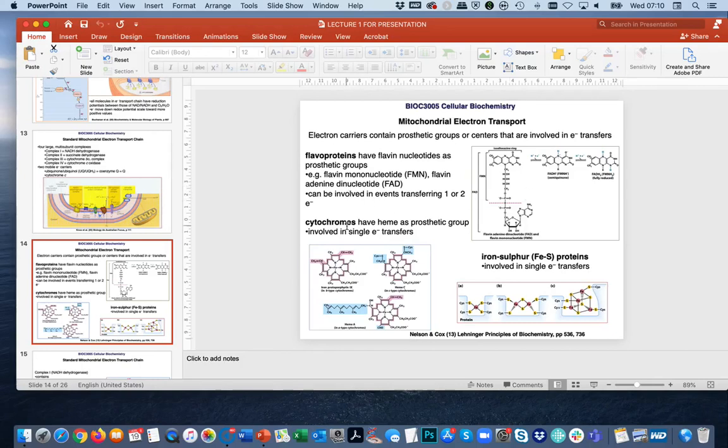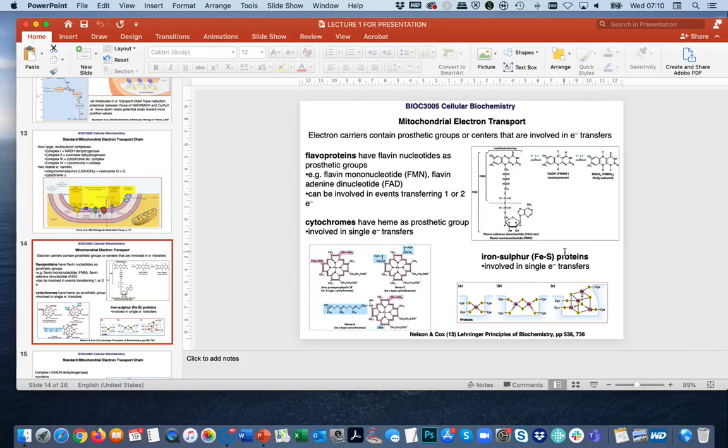Cytochromes, you might remember, have that heme structure, so a ring as the prosthetic group, again attached to proteins, but it's the prosthetic groups that are involved in electron transfers, and single electrons are transferred through these prosthetic groups, or the heme structures. And there's different types of hemes, so there's different types of cytochromes: cytochromes B, cytochrome C, cytochrome C1, okay, cytochrome B6, and so on.